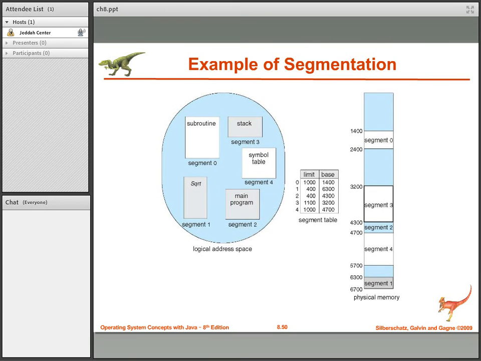This is an example of segmentation. It gives you the logical address space and the physical memory. For every segment on the left in the logical address space, you have the limit and the base that have been explained in the previous slide, and these will guide you to the location in the physical memory. So you know exactly which segment resides in which physical memory space.